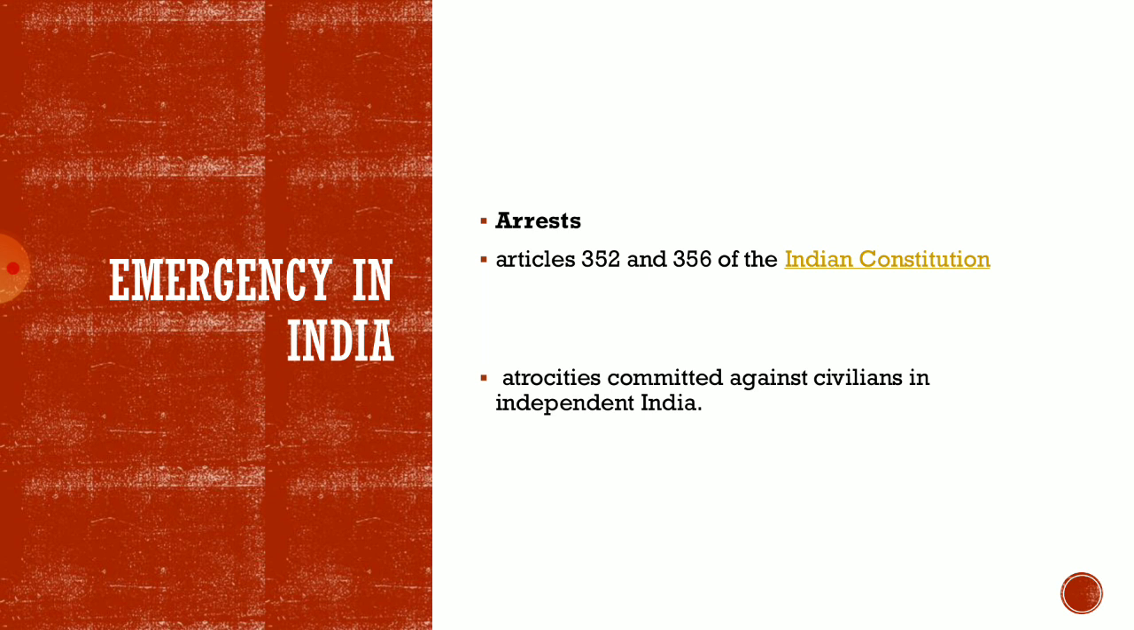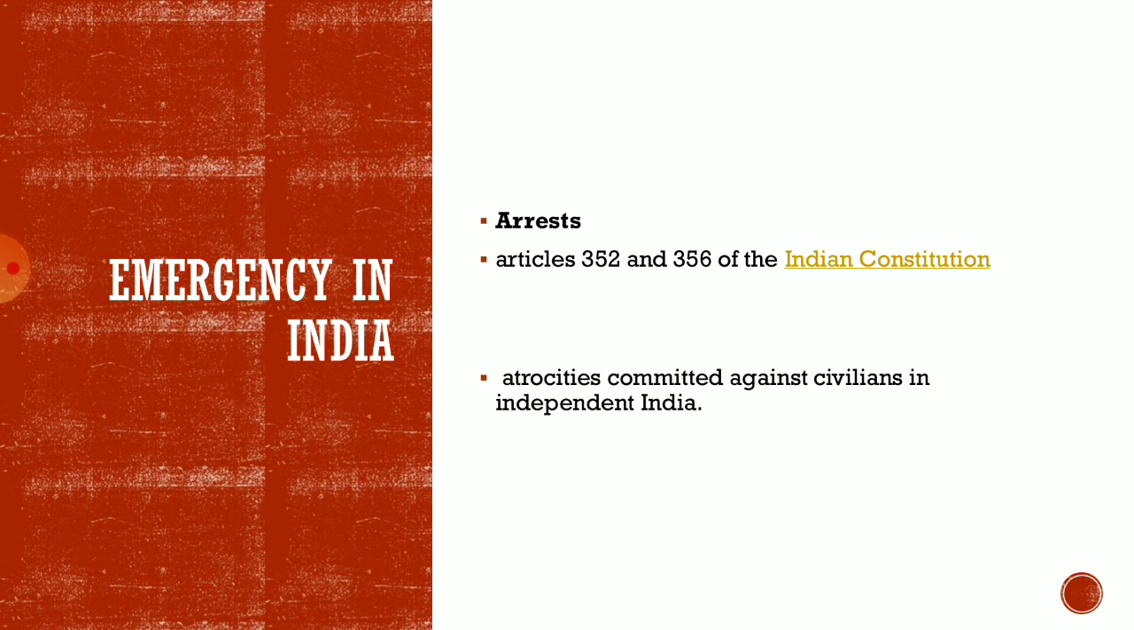So most of these arrests happened under laws such as MISA, DISIR and COFEPOSA. I told you, during the emergency 34,988 people were arrested under MISA, and 75,818 people were arrested under DISIR. This included both political prisoners and ordinary criminals. Okay, so they can be ordinary humans also, because there cannot be 75,000 criminals.